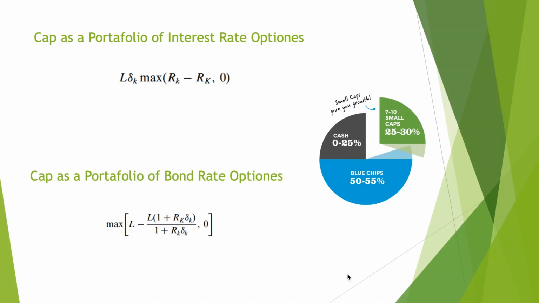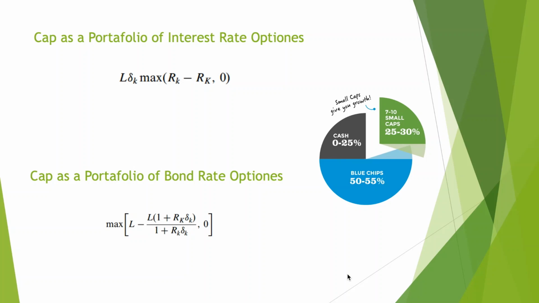Cap as a portfolio of interest rate options. This is the equation. This expression is the payoff from a call option on the LIBOR rate observed at time t_k with a payoff occurring at time t_k+1. The cap is a portfolio of n such options. LIBOR rates are observed at times t_1, t_2 until t_n, and the corresponding payoffs occur at times t_2, t_3 until t_n+1. The n call options underlying the cap are known as caplets.